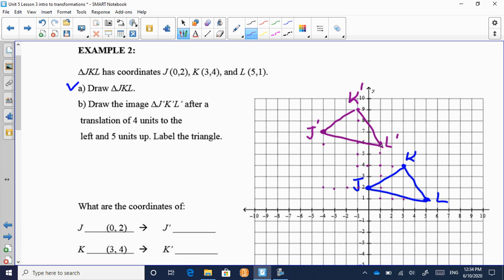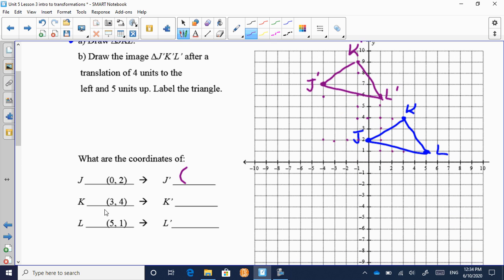There we go. So basically, we've moved every point 4 units left and 5 units up. And so notice what the coordinates will be. Well, we're going to take every x and subtract 4, and we're going to take every y and add 5. And so technically our new J should be -4, 7. Let's double check. -4 and 7. Beautiful. Okay, let's do our next one.